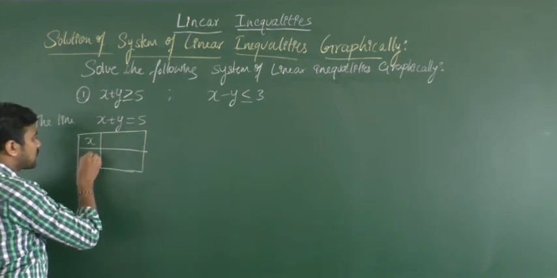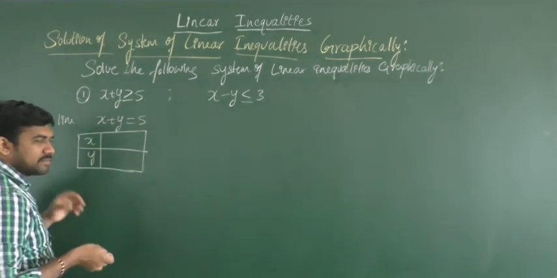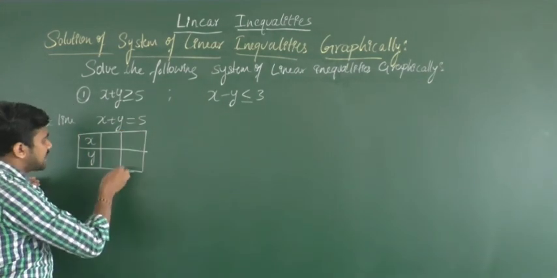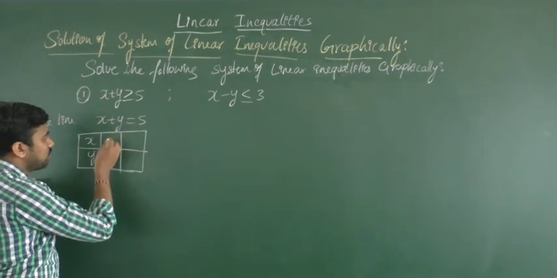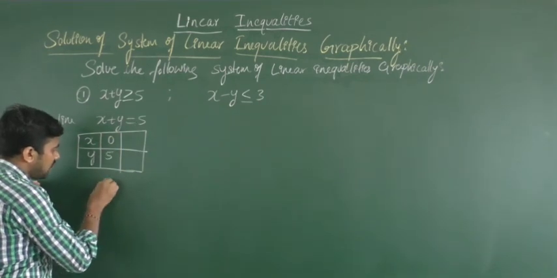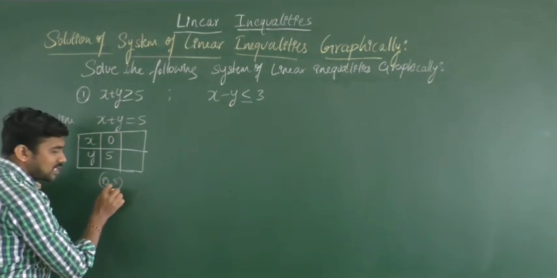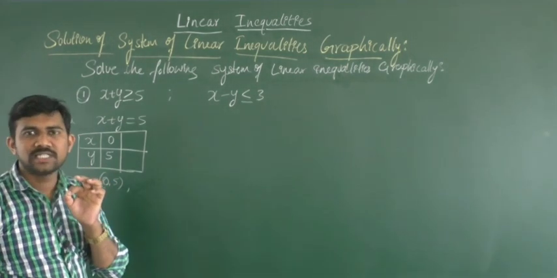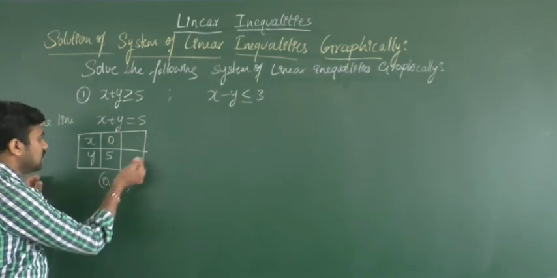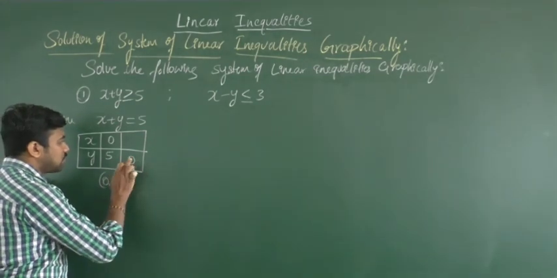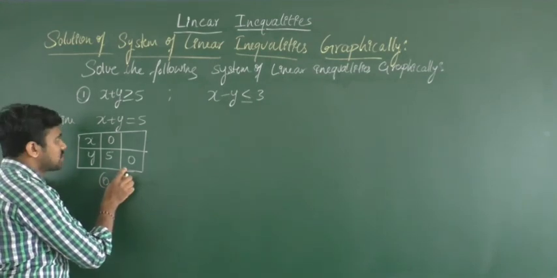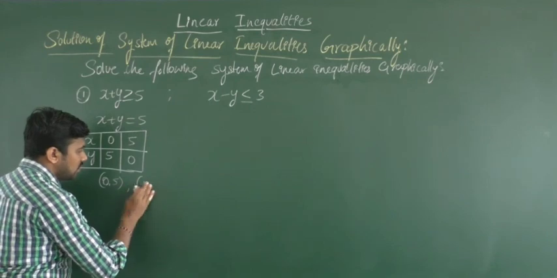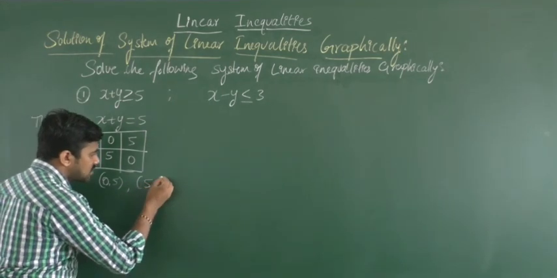Now find 2 points on the coordinate axes by assigning values. If x is equal to 0 we'll get y, and similarly if you put y is equal to 0 we'll get the x value. So if you put x equal to 0 we get y equal to 5. So (0, 5) is the first point you got, which lies on the y-axis. Similarly, another point we'll consider is the point on the x-axis. Put y equal to 0, and we get x equal to 5. So here x is 5, y is 0.